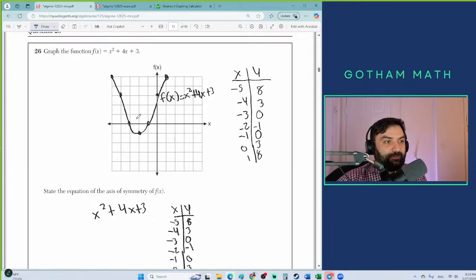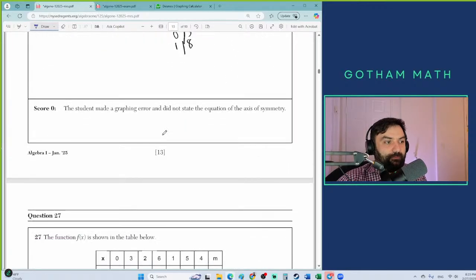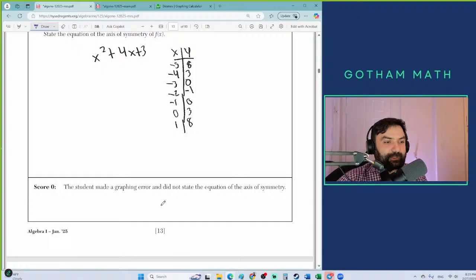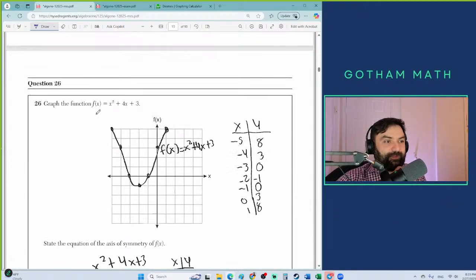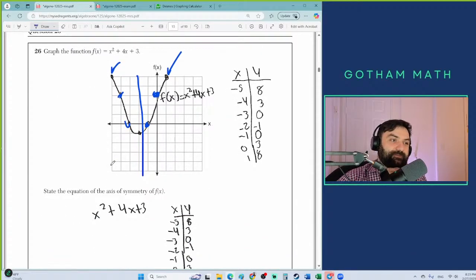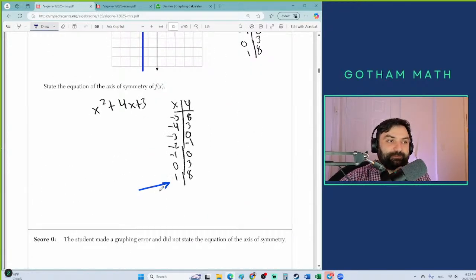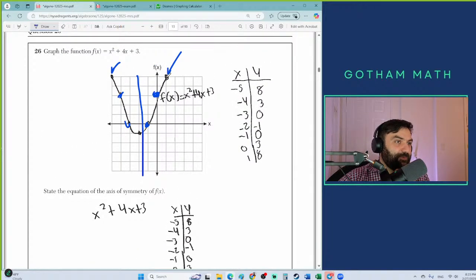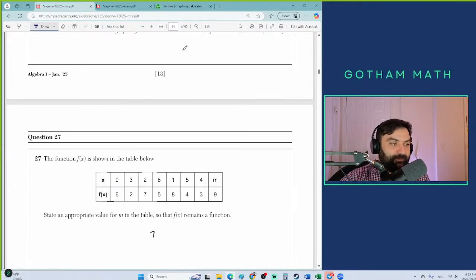This graphing kind of more or less looks fine. The student made a graphing error and did not state the equation of the axis. Oh, where's the graphing error though? Good. Wow. But I think these points are wrong. It's not gonna be 5. It's gonna be 8. Maybe because of that. Yeah, it's not 1/8. 1/8? Yeah, it is 1/8, but this person decided to put one here at 5, which is not 8. Okay.